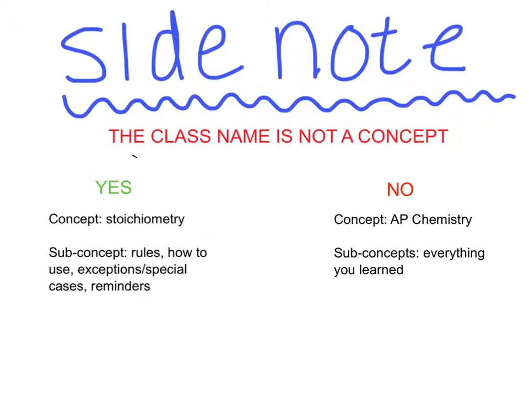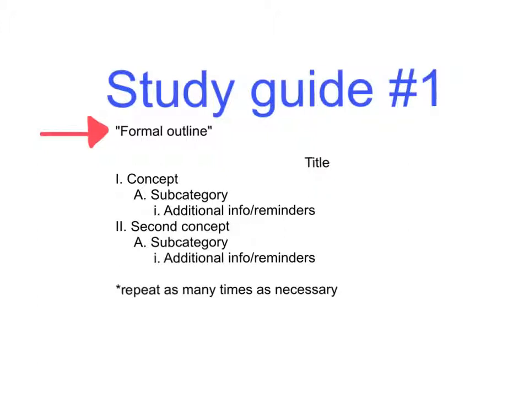Okay, so your first basic study guide is, like I mentioned earlier, your formal outline. This is something that you might have seen on an English paper or something like that, but it can also be very helpful when you're making a study guide. For your title, you would put your class, and your concept number 1 would be a unit or a chapter or just a topic in general that you're trying to study. Your subcategory will be something smaller, and from there you can add in additional info, reminders, helpful hints, formulas, whatever it is that is just lesser information that is kind of like additive.